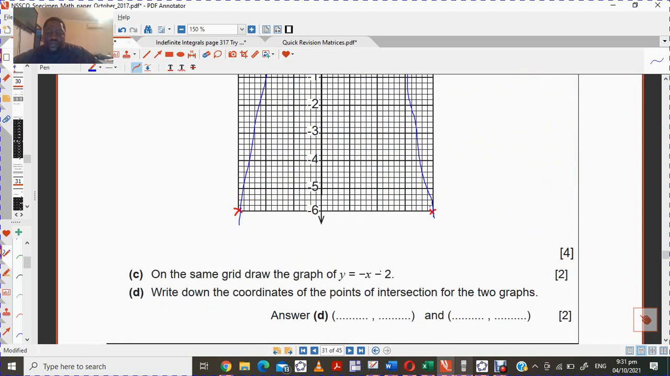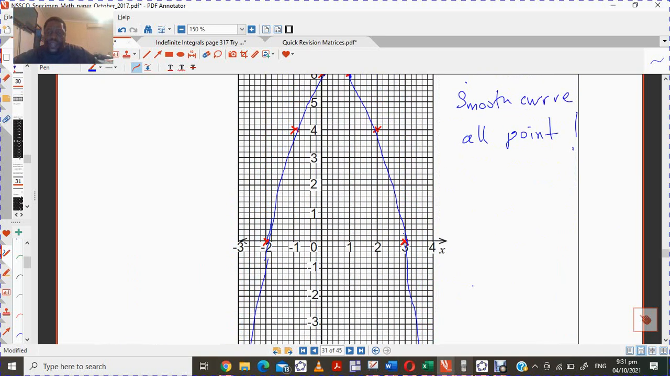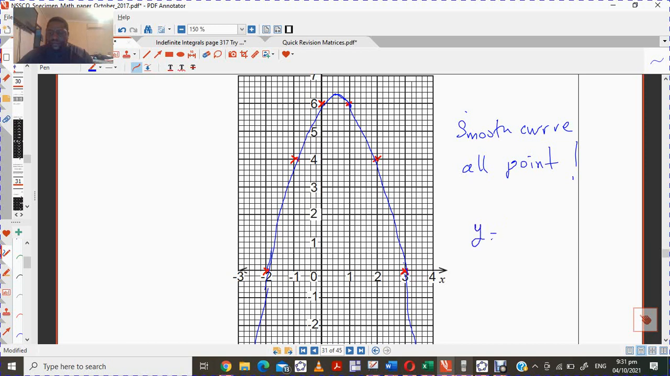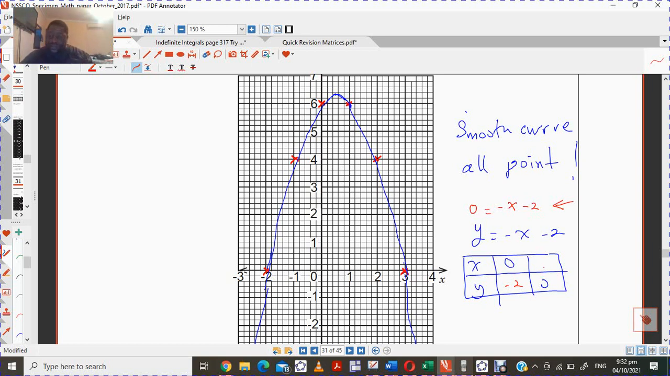So on the same grid, we're supposed to draw the function y equals minus x minus 2. Okay, so minus x minus 2. Well, you can make yourselves a table of values, x here, y here. Let's say when x is 0 and when y is 0. So when x is 0, then you can just quickly complete that table. When x is 0, y is negative 2. And when y is 0, solving that equation, you get x to be negative 2. Okay, x will be negative 2.